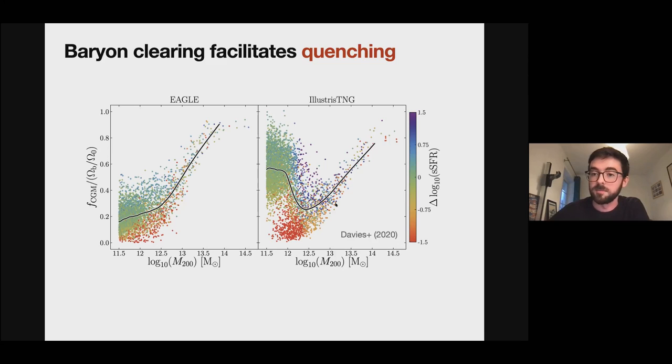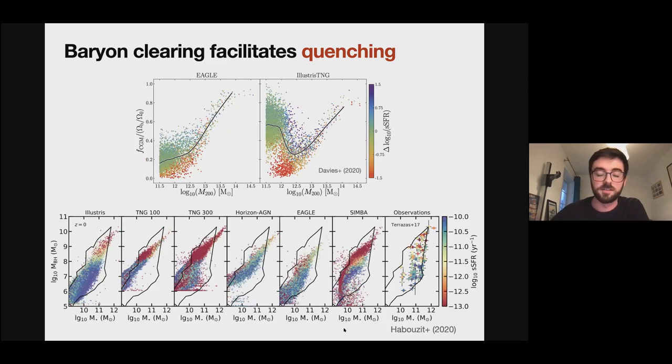So this is quite complementary to the general results from all the different simulations. So there's a nice figure from Habouzit et al. that kind of wraps this up. If you look at black hole mass versus stellar mass and color it by the specific star formation rate of the galaxy, you see that the systems with the most overmassive black holes are almost always quenched across many different simulations. And this is also supported by some observations.